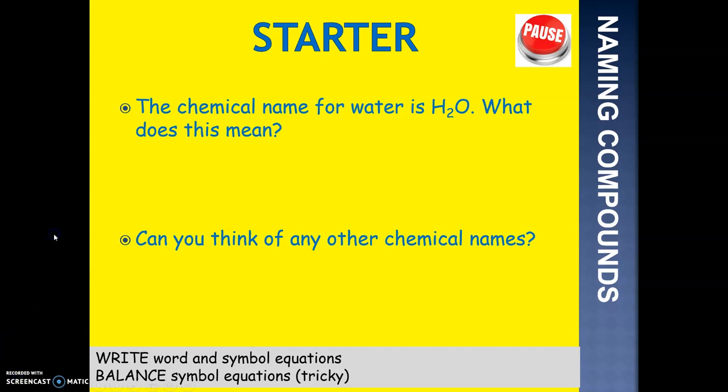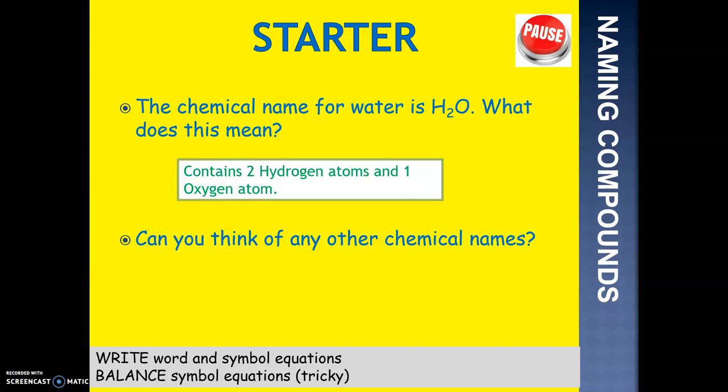Okay, so hopefully you've had a little think there about what H2O stands for. Water contains 2 hydrogen atoms, H2 there, and 1 oxygen atom, and this of course is a compound. Can you think of any other chemical names? A few I came up with, so you can jot these down if you haven't already. CO2, which is carbon dioxide, NaCl, that's your salt that you put on your fish and chips, and H2SO4 is sulfuric acid. So those are just a couple of examples.